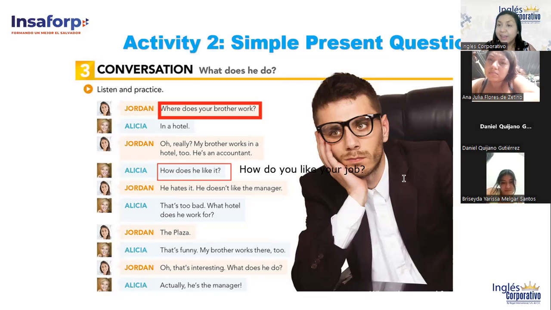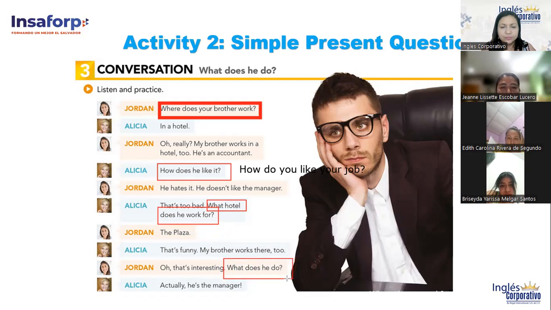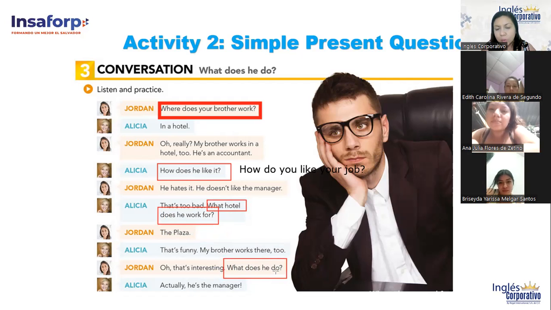I love it. It's fantastic. Okay, you think it's fantastic. Then we have another question. What is the other question? What hotel does he work for? Exactly. What hotel does he work for? Good. And the last question. What does he do, or what is his occupation? He is the manager. Okay, so don't forget the meaning of these questions, guys.